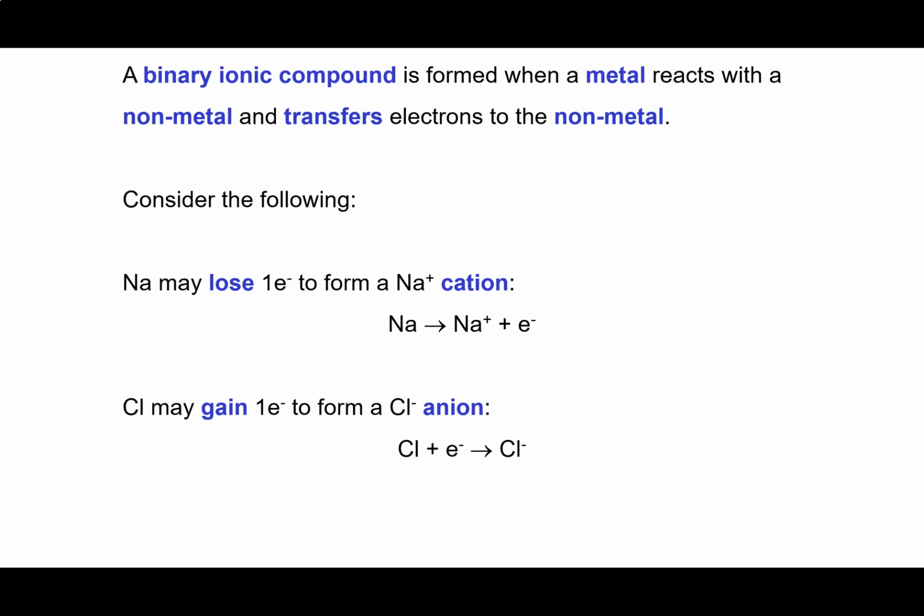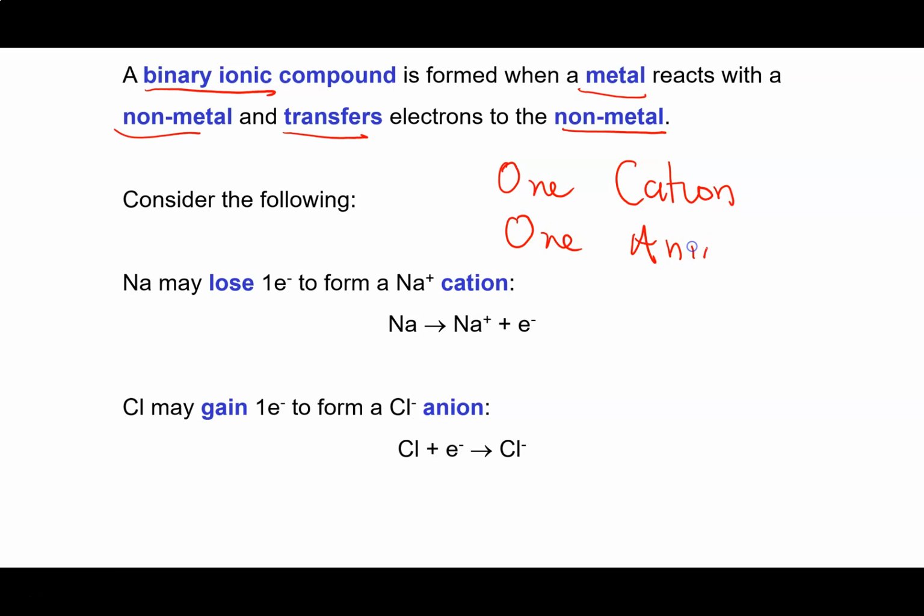So we have to recognize how the ionic bond forms. An ionic bond forms when a metal reacts with a nonmetal and there is a transfer of electrons from the metal to the nonmetal. Now the type of ionic compound that we're going to be talking about is what we call a binary ionic compound, where we have one cation type and one anion type. Sometimes we have multiple cations, but they're all of the same type. Sometimes we'll have multiple anions, but they're all of the same type.